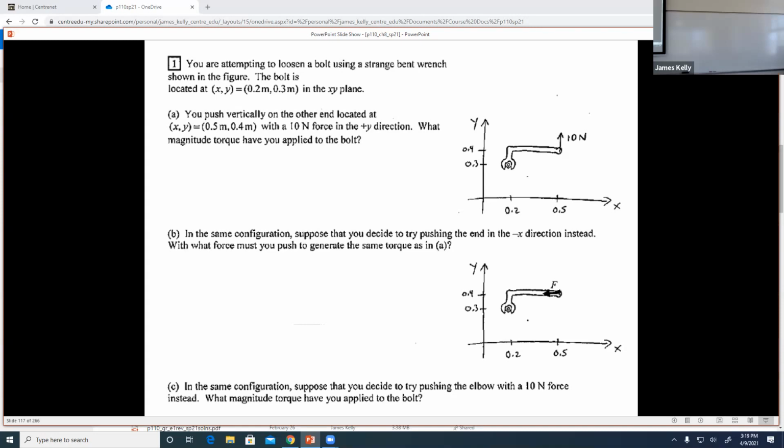Okay, so in A, we're applying a 10 Newton force at the end of this L-shaped wrench in the direction straight up in the screen. How can I calculate the torque that generates about the center of the bolt there, or the nut?